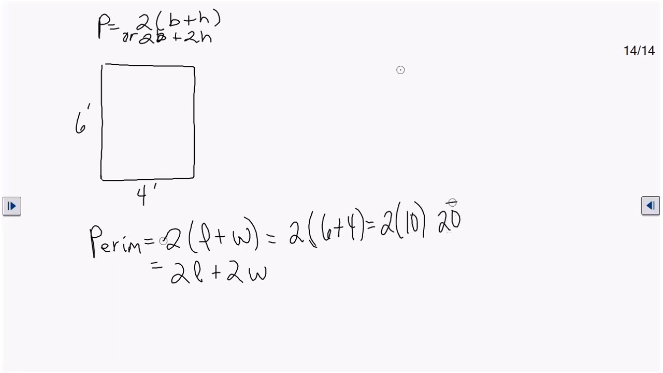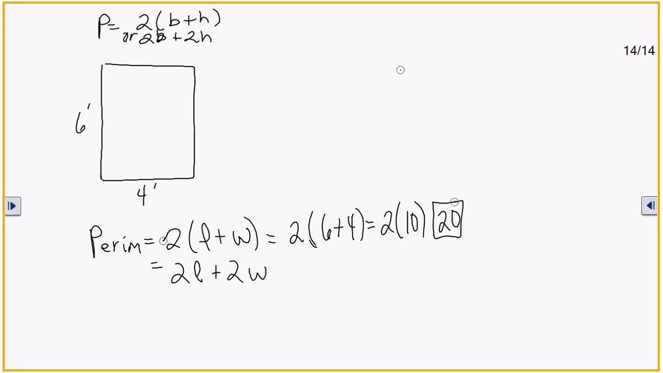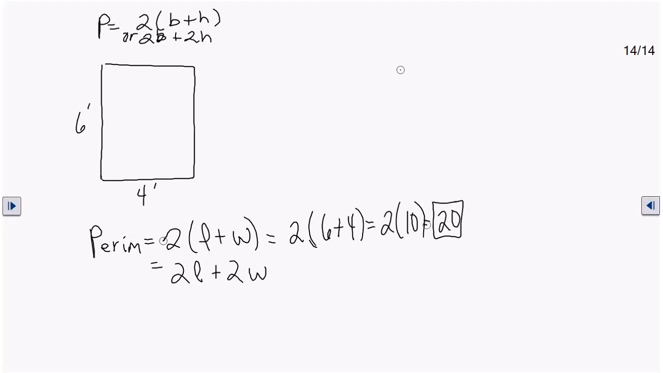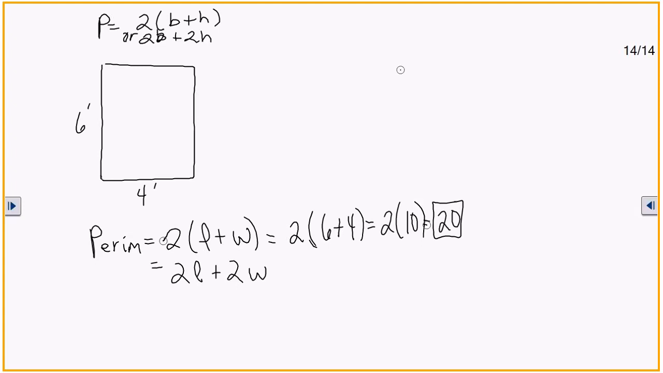So if you wanted to put a fence around this piece of property, or whatever this is, garden, you would need at least 20 feet of fencing to go around this property. And again, we would say 20 feet because it's measured in feet. If it was millimeters, it would be mm. If it was inches, you would put 2 little marks instead of 1.